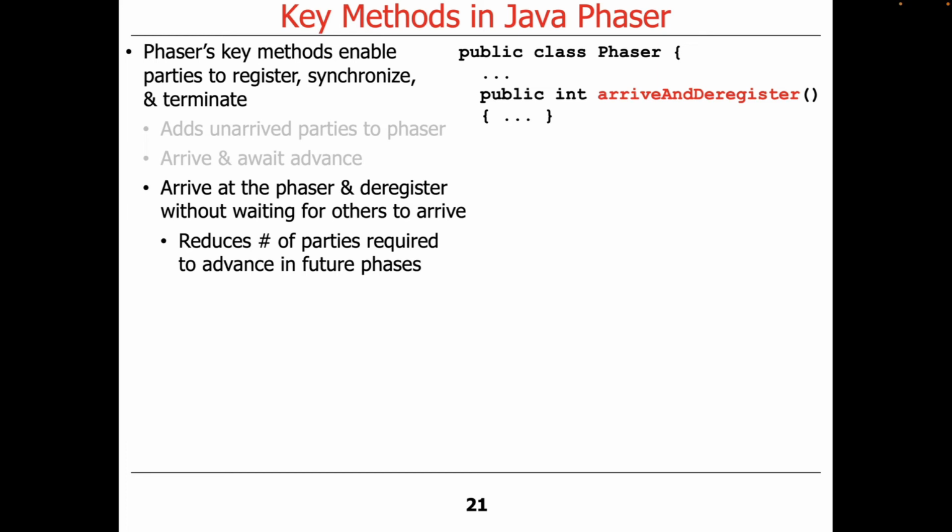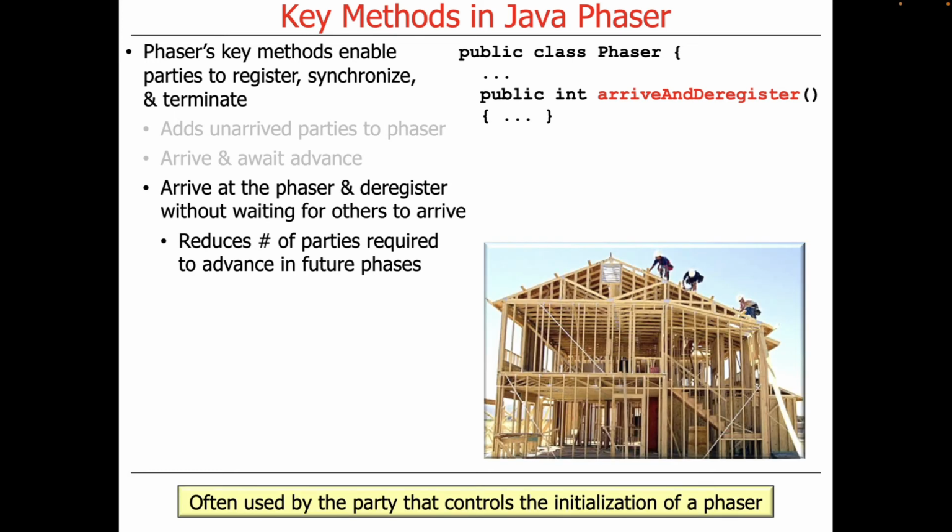It's useful because it allows a bunch of threads to coordinate their starting, and then the orchestrator thread arrives and deregisters itself so all the other threads can run, and this guy then gets out of the way to do something else. In fact, that's what it says here. It's often used by the party that controls the initialization of a phaser, and I will show you that use case shortly.